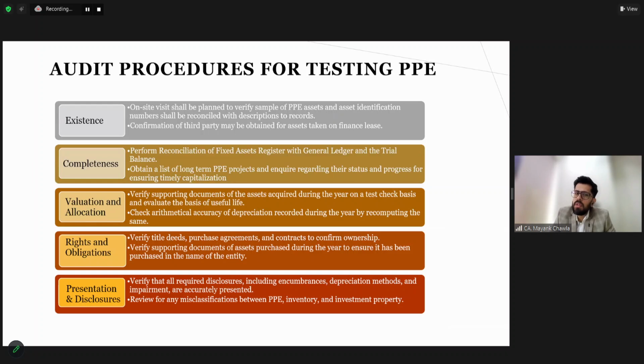Moving to the audit procedures, again, an on-site visit is very important, as we have discussed with the inventory as well, because the condition of the PPE, which has already been recorded in the financial statements, may not be as desired. There might be certain obsolescences as well, which can be confirmed only if we visit the site.